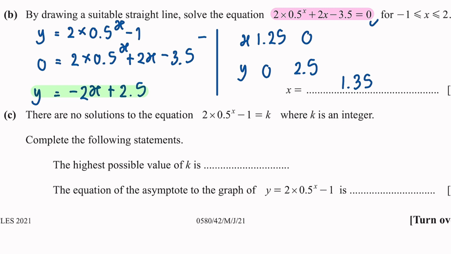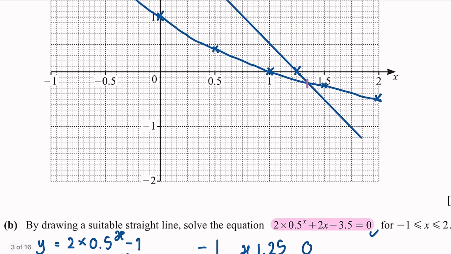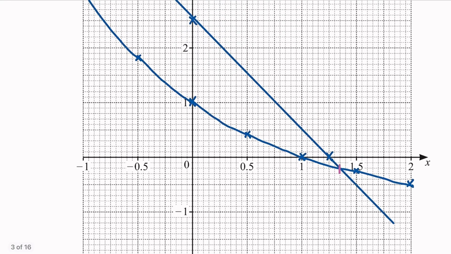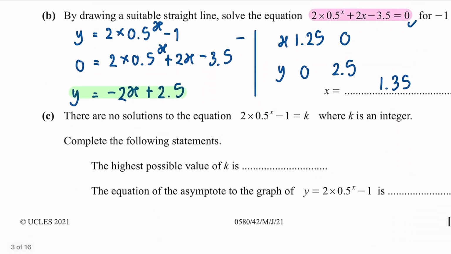2 multiply 0.5 power x minus 1 equals 2k, where k is an integer. Complete the following statements. The highest possible value of k is. Therefore, if you look at the graph, because they mentioned that k is an integer, therefore the highest possible value of k is minus 1. So you write minus 1.